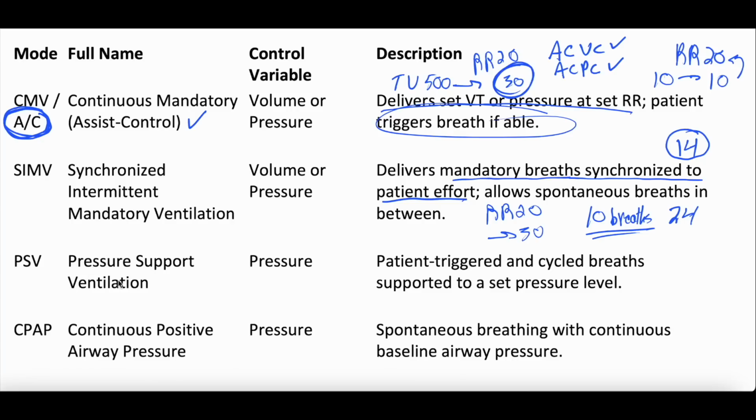PSV, or pressure support ventilation. This is where the patient has to trigger all of their own breaths. This is a mode we often use when we're trying to see if a patient can be liberated from the ventilator or extubated. You'll put them on a pressure support trial.